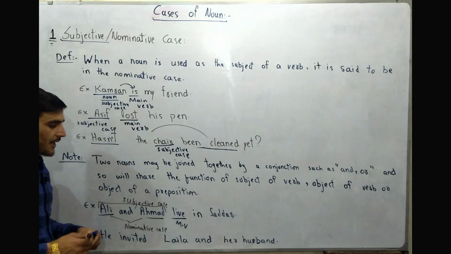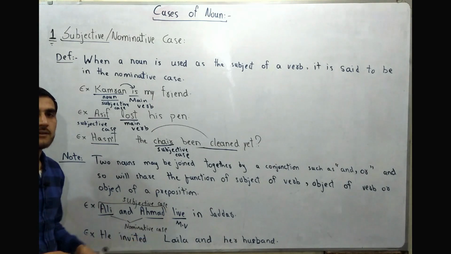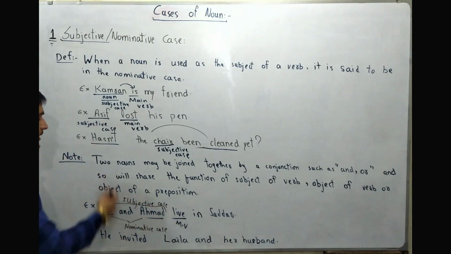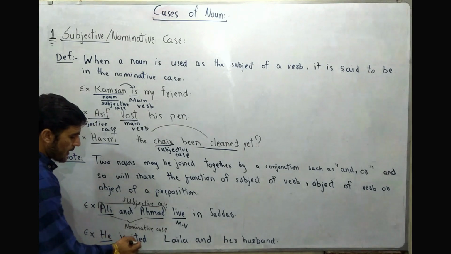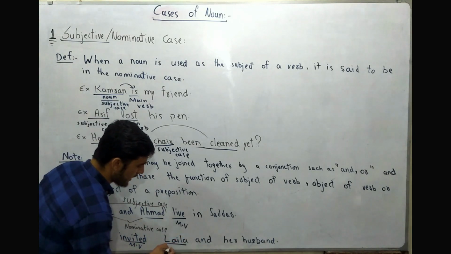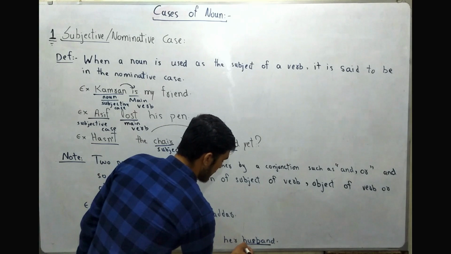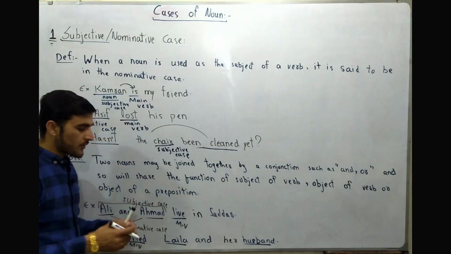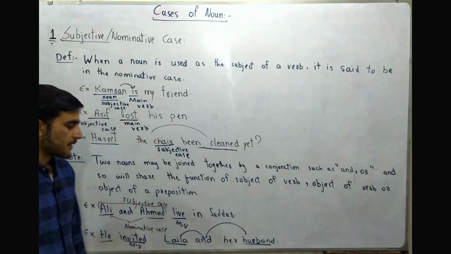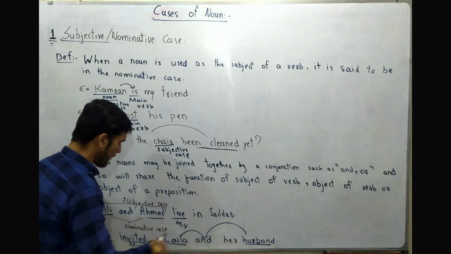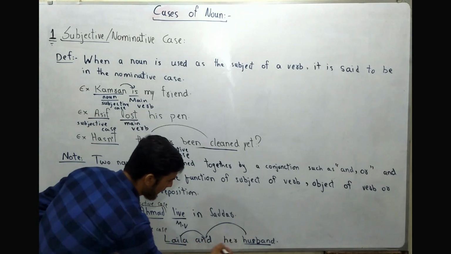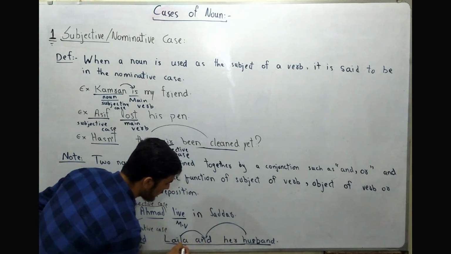Now, he invited Layla and her husband. We didn't study objective case yet, we're going to study it after this, but I just give examples according to the notes. So he is our subject here, invited is our main verb, and Layla and her husband: Layla is a noun, husband is a noun. They are combined by the conjunction and, and they both function as the object of the verb. What is the verb? Invited. So here Layla and her husband both function as object of verb.